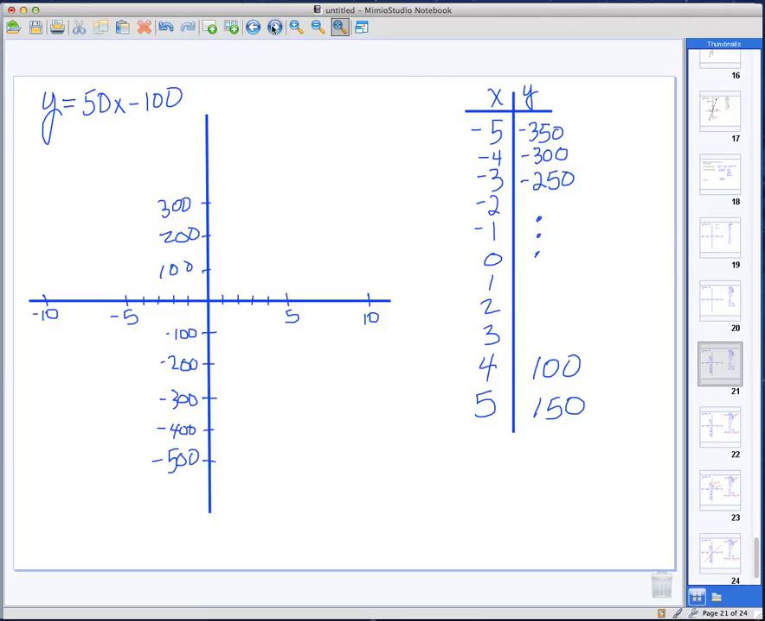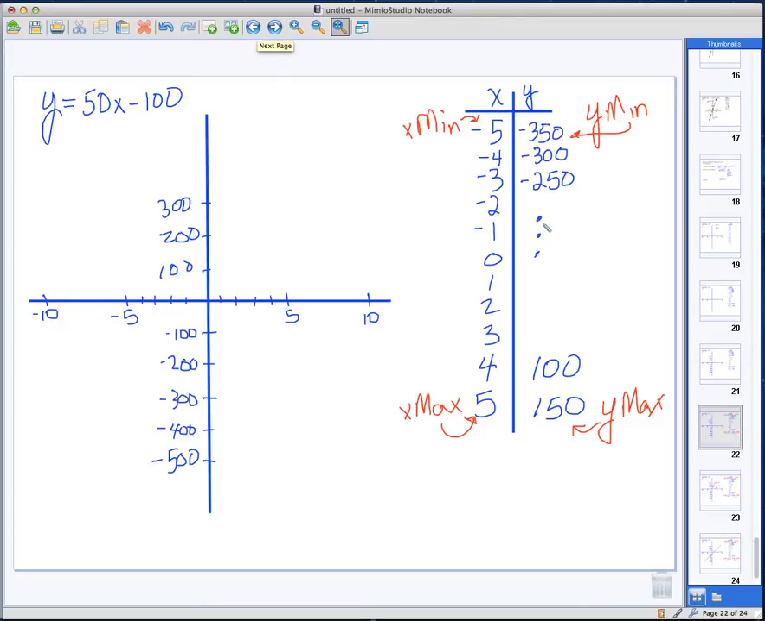So when we set our calculator up, we will set Xmin to be -5, Xmax to be 5. Ymin is going to be lower than -350. We're going to set it to -500. And Ymax, we're going to set it a little bigger than 150. We're going to set it to 300.